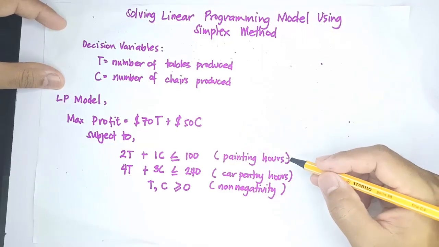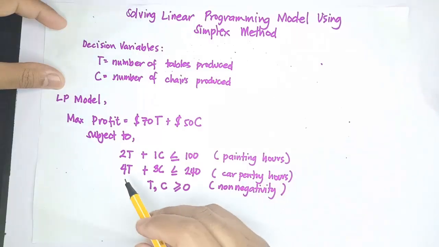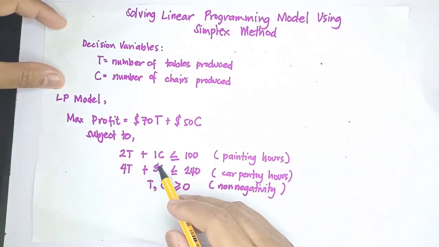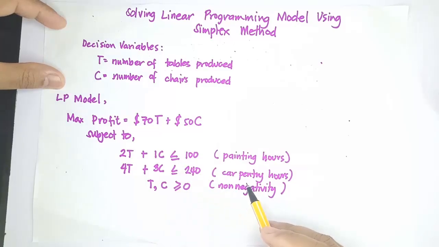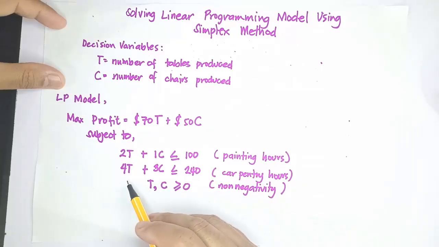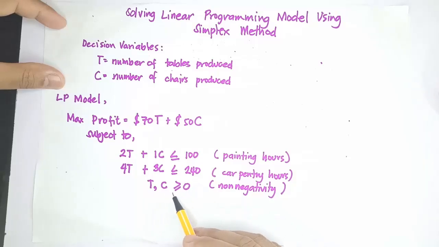we have two constraints. The painting hours constraint, where 2T plus 1C is less than or equal to 100. And the second constraint, carpentry hours, 4T plus 3C less than or equal to 240. T and C are greater than or equal to 0, the non-negativity constraint of the problem.